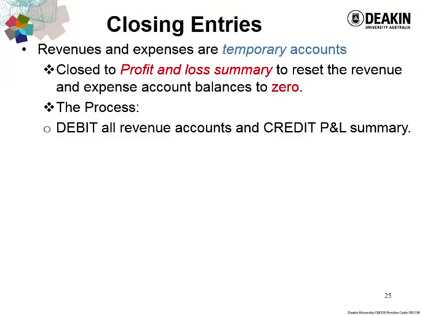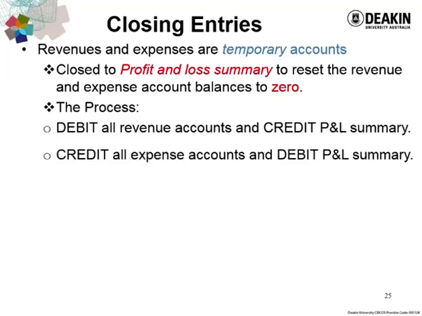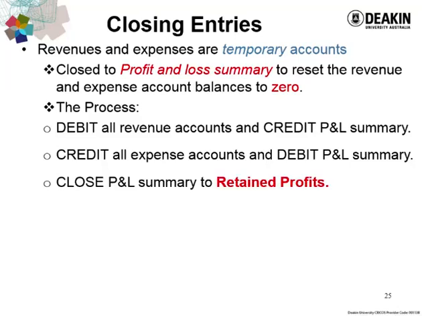First of all, we will debit all the revenue accounts and credit P&L summary. We then credit all expense accounts and debit P&L summary. In P&L summary, we can tell whether we have a net profit or net loss. We then close P&L summary to retained profits account. For other temporary accounts like dividends or drawings, we will close to retained profits.